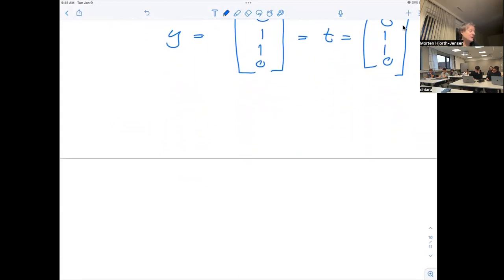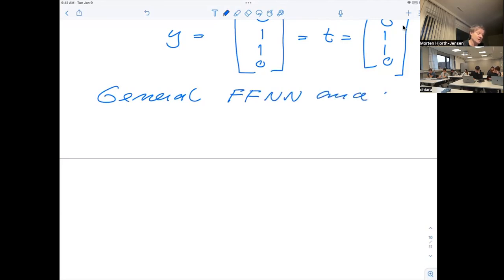And the thing which we're going to look at now is the setup of a general neural network. And this is going to lead us to the derivation of the backpropagation algorithm. So a general feed-forward neural network and the basic algorithm.